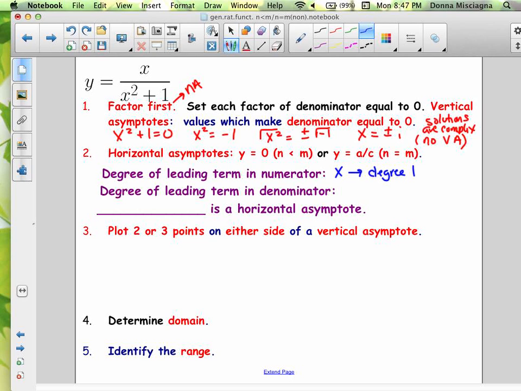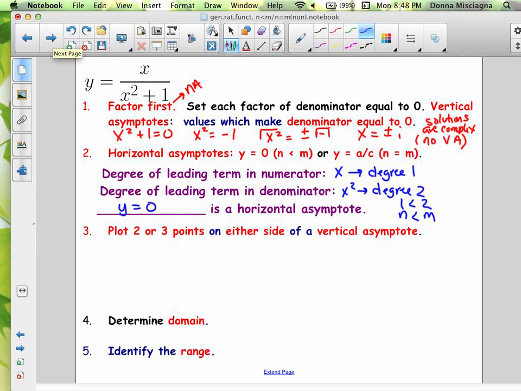This is raised to the first power. In the denominator, we have an x squared. That's degree 2. Right? And 1 is less than 2. Since the numerator has the smaller degree, y equals 0 is the horizontal asymptote. So here n is less than m. The degree of the numerator is less than the degree of the denominator. So y equals 0 is the horizontal asymptote.